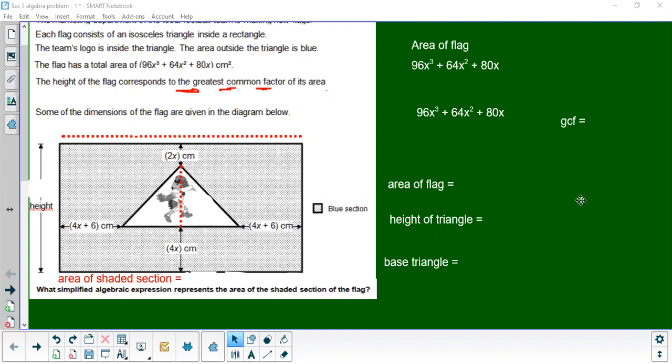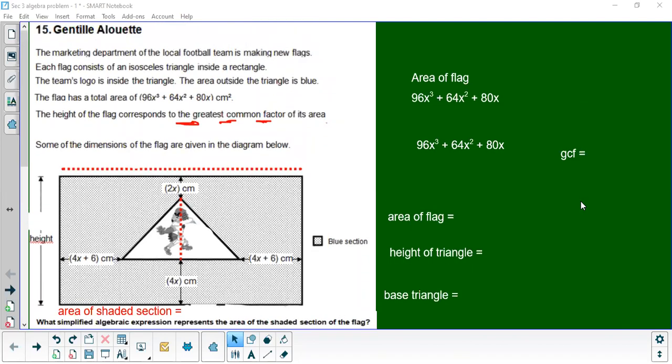Okay, so here's a problem having to do with using algebra now. So let's read the problem. The marketing department of a local football team is making new flags. Each flag consists of an isosceles triangle inside a rectangle. The team's logo is inside. The outside of the triangle is blue, so this part here is shaded. It's blue. So let's call it the shaded area or the blue area.